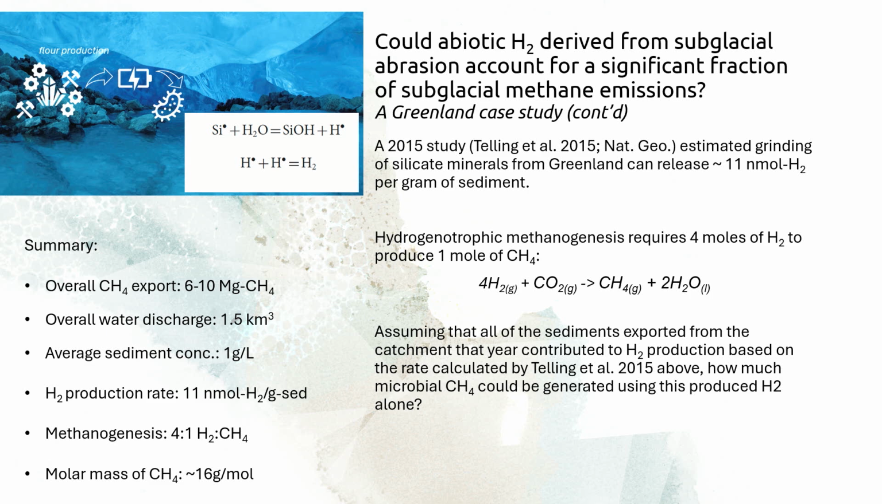Overall, let's say we observe 6 to 10 milligrams of methane. We know that the overall water that came out through the whole summer was 1.5 cubic meters of water at an average sediment concentration of 1 gram per liter. And we're assuming the rates described here: 11 nanomoles of hydrogen produced per gram of sediment through methanogenesis. You might also need to know the molar mass of methane to do a little calculation. I will leave you a few minutes to think about this.